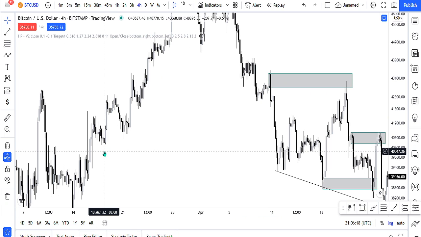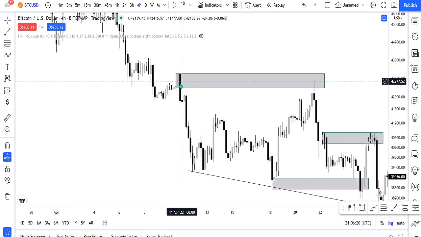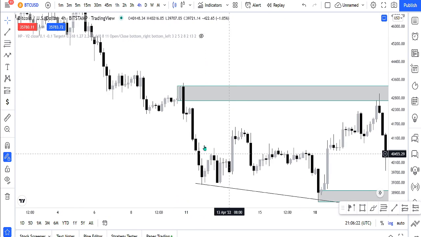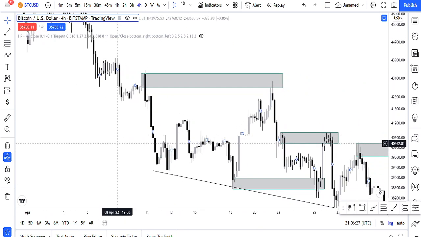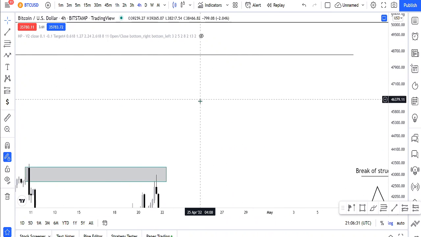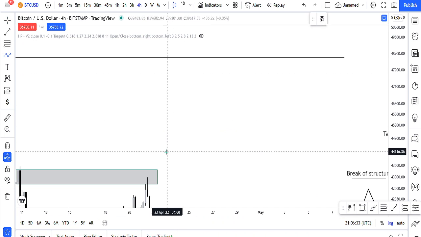So you can see we had a low taken out from price here. So this was an area of supply. I marked up the last up candle before the down move. And sometimes you might want to look for liquidity. This is a bit advanced, so I'm not going to talk too much about it.